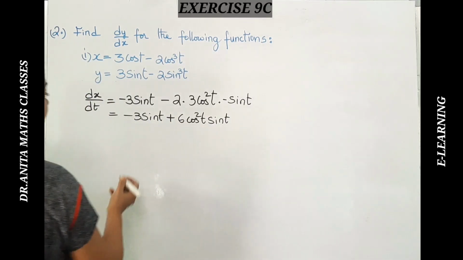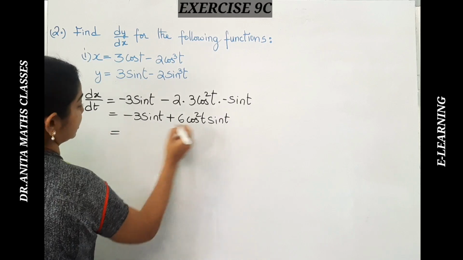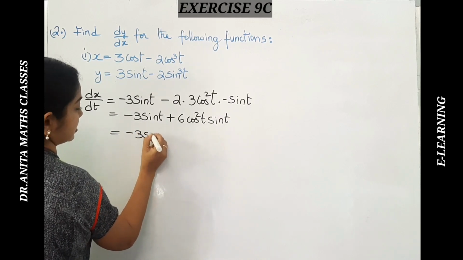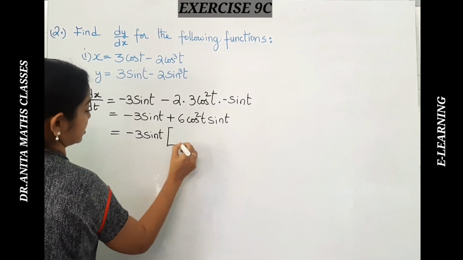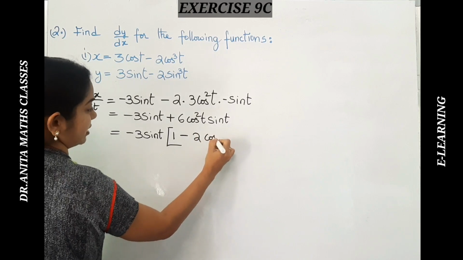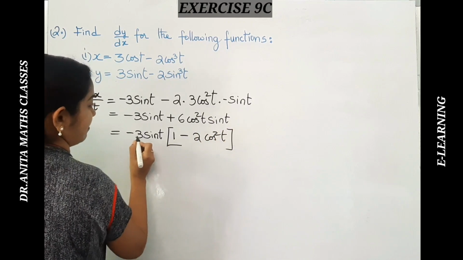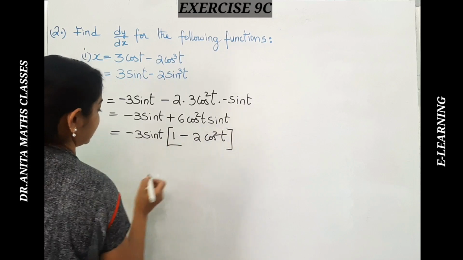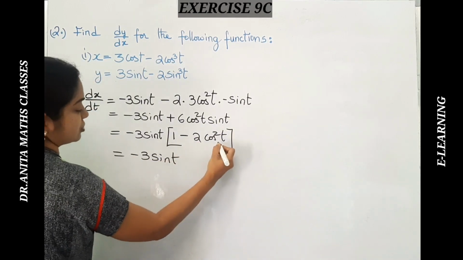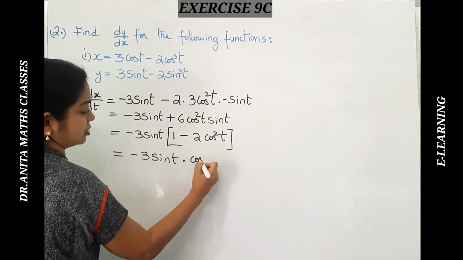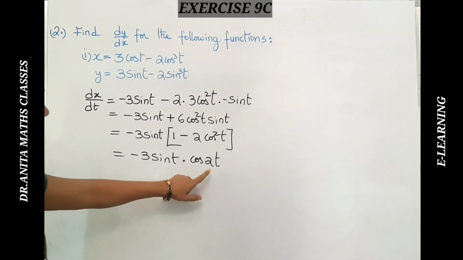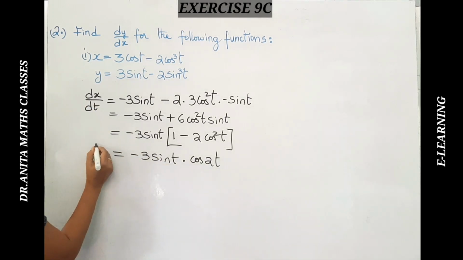If I take minus 3 sin t common, here 1 is left over, and then minus 2 cos square t. So this comes to minus 3 sin t, and this 1 minus 2 cos square t is just minus cos 2t. Here we have reduced it into this form. This is dx over dt.